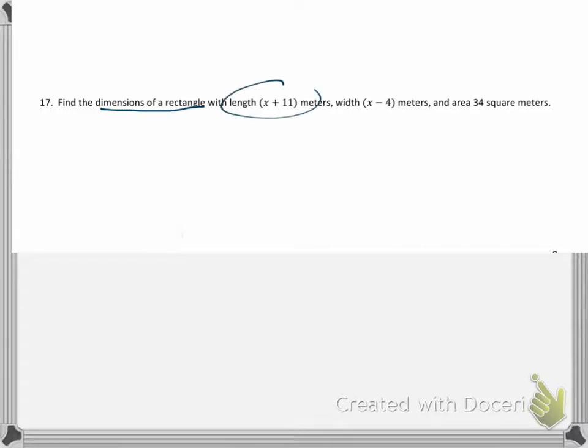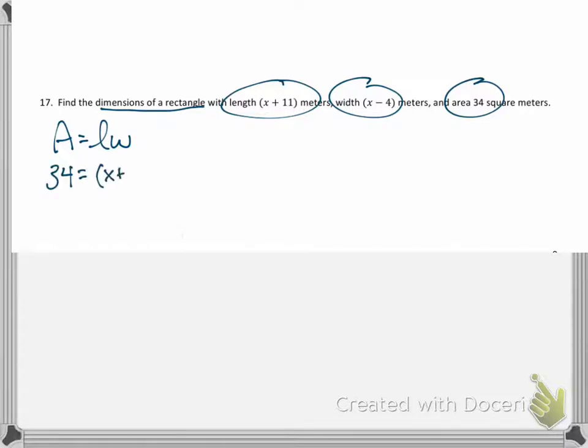It gives you the length of x plus 11, a width of x minus 4, and an area of 34. Now, let's talk about how to find, you've got length, width, and area. Well, how does that all relate in dealing with a rectangle? Well, the area of a rectangle is equal to the length times the width. So what we're going to do first is plug in all the things that go in that formula. So the area given was 34, the length was x plus 11, and the width was x minus 4.